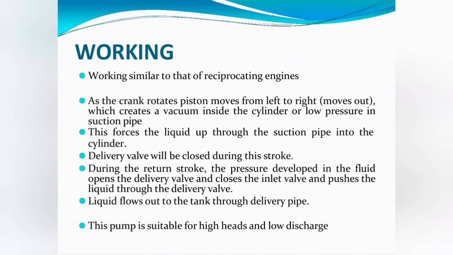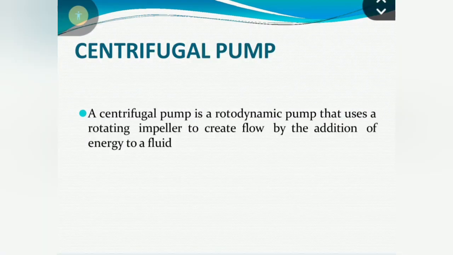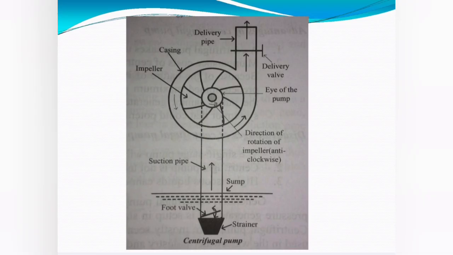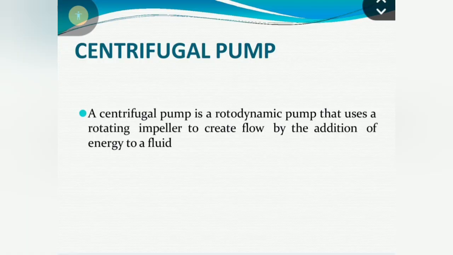Then another type of pump is centrifugal pump or rotodynamic pump. As you can see in the figure, the parts are delivery pipe, delivery valve, eye of the pump, casing, impeller, suction pipe, strainer, and foot valve. So a centrifugal pump is a rotodynamic pump that uses a rotating impeller to create flow by addition of energy to a fluid.